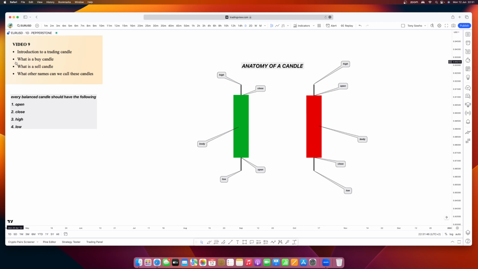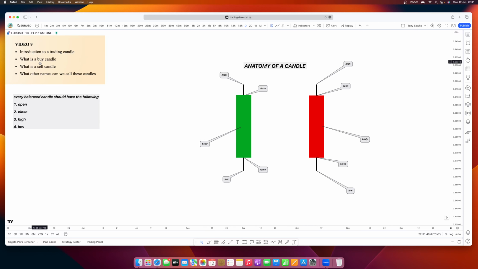So now, what is a buy candle? What do I mean by a buy candle? A buy candle is a candle that opens below and closes above. That is a very simple definition of what a buy candle is. A buy candle opens below and closes above. And then a sell candle is a candle that opens above and closes below, just the opposite. The high and the low are the same.